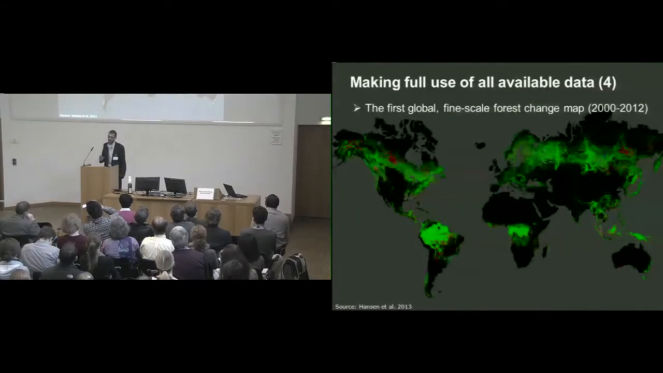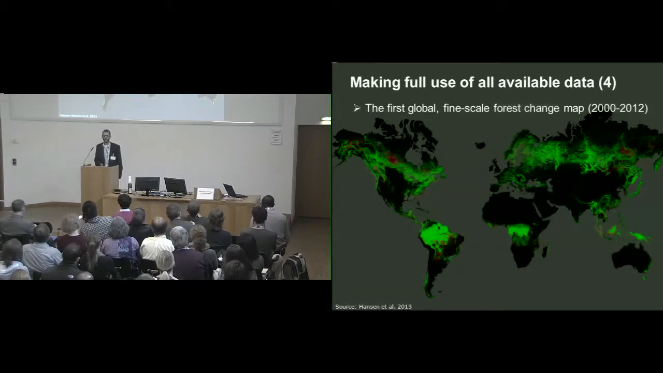Now, using the entire Landsat archive, you can also start mapping changes in land cover that have happened over the last 10, 20, 30 years. The archives extend back to the early 80s or even 70s. And this is work that I'm sure you're familiar with and have seen, the very prominently published paper by Matt Hansen, who has been reconstructing forest cover changes for the period 2000 to 2012. This is the most fine-scale, 30-meter resolution forest change map that we have right now.